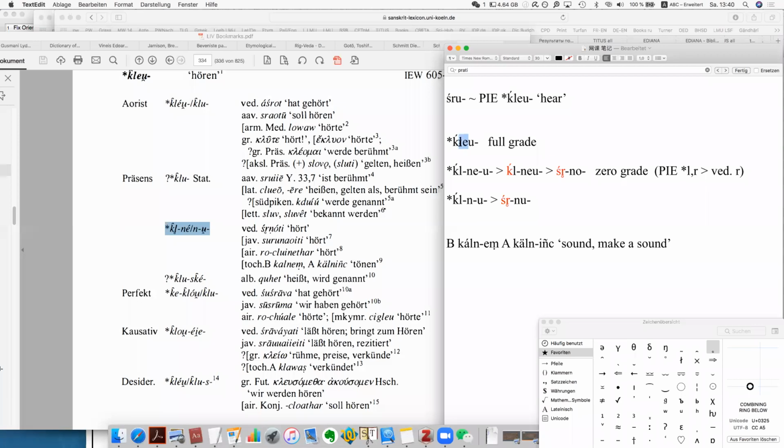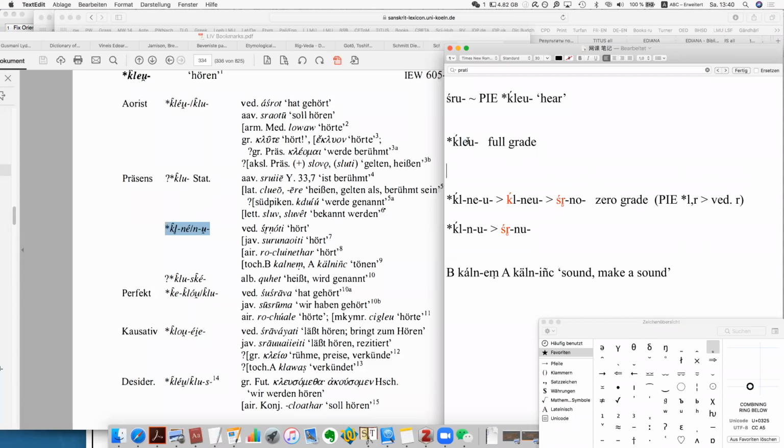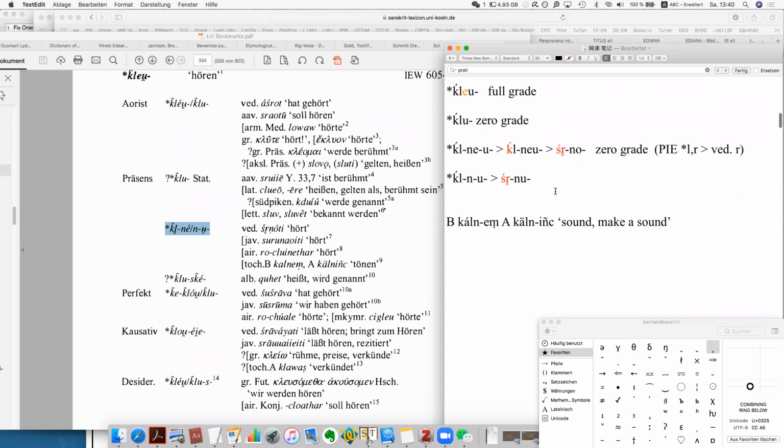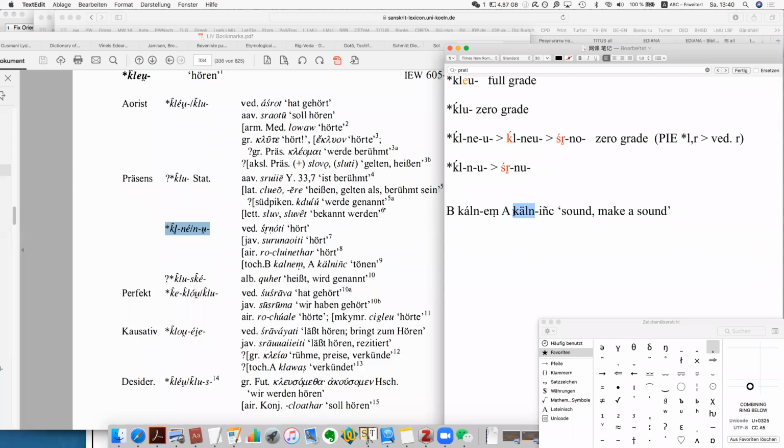So full grade, you have a vowel. Get it? Full grade, you have a vowel here, right? This is the full grade. If you delete the vowel, it's a 0 grade. You get it? You have an a, this is full grade. You don't have an a, this is 0 grade. Just this simple. Okay, and then the problem is that we have in Tocharian this word meaning to make a sound.